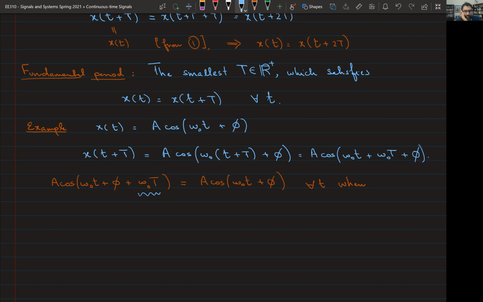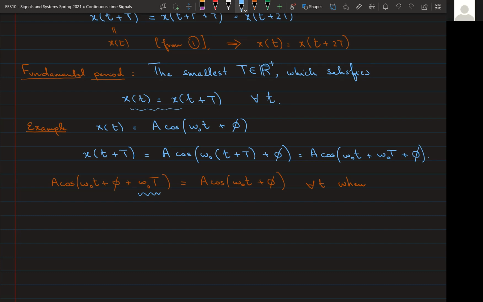Why? Because when you're saying omega naught capital T equals 0, what you're saying is capital T equals 0, right? But capital T equals 0 just means that you're talking about the signal itself. You've not added anything in the time axis. So capital T equals 0 just means x of t is equal to small x of t. That's nothing there. So you need to find a positive capital T. Okay? Musa.